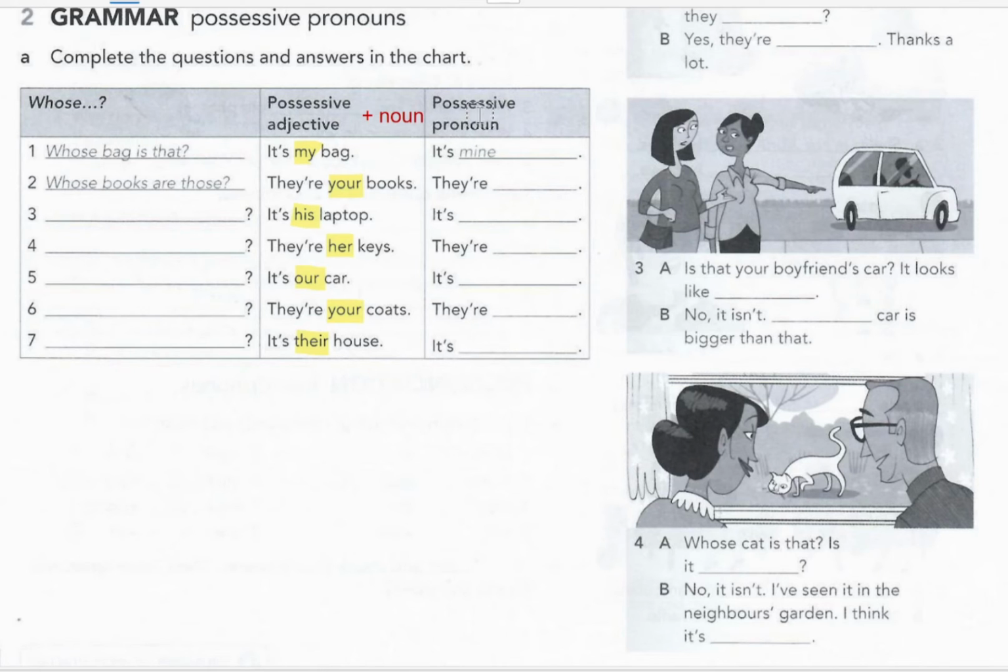A possessive pronoun gives the same meaning of possessiveness, but we can use them alone. We can use them alone, like it's mine. It's my bag, it's mine. Now, whose book are those? Number 2. Whose book are those? They are your books. So we say they are yours. The possessive pronoun for your is yours, guys.